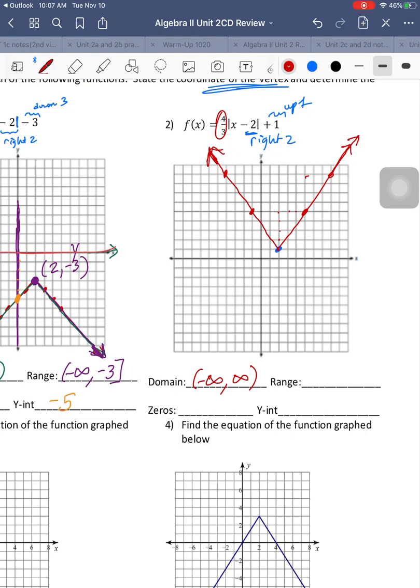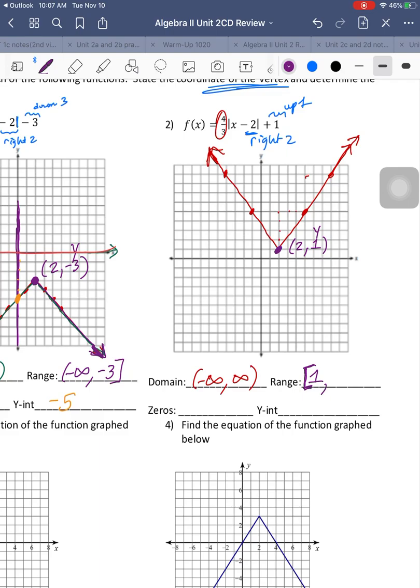The range is lowest point to the highest point. So the lowest point of the graph is here. The x value is 2, the y value is 1. We're talking range, so we want the y value. So it's at 1. Now there's an actual closed point there. A closed point means equal to. Equal to is bracket. So 1.